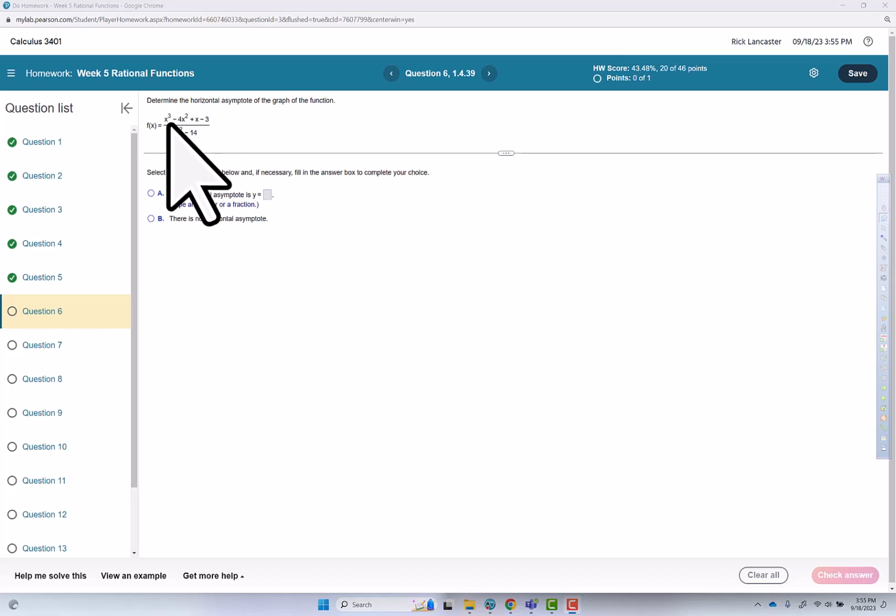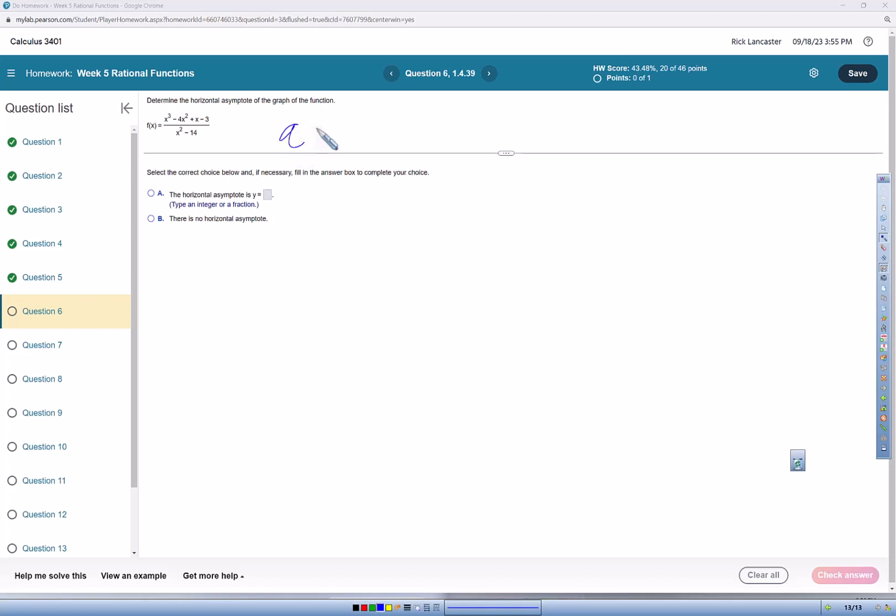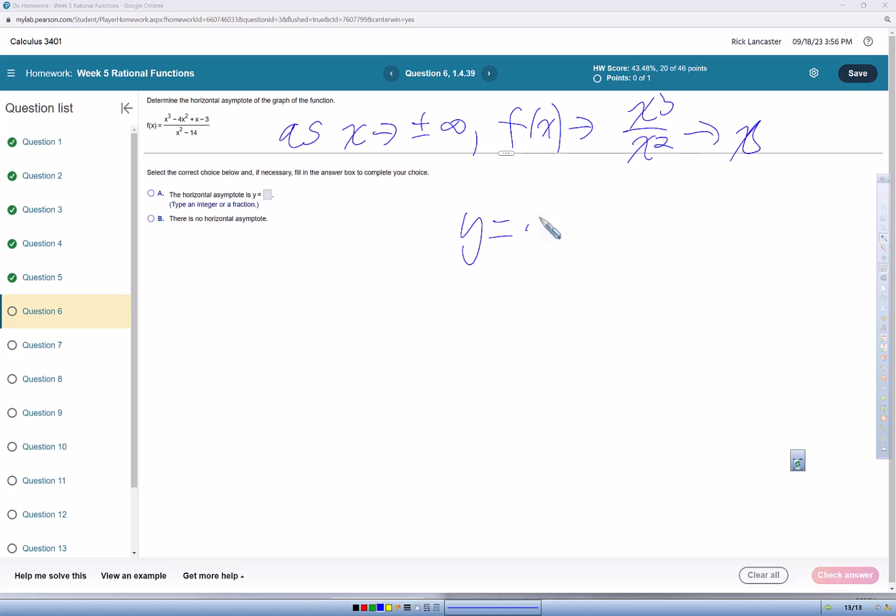So if we think about x going to a really big number, we're essentially getting x cubed over x squared. As x approaches positive or negative infinity, f of x is going to approach x cubed over x squared, which is going to approach x. Well, y equals x is not a horizontal asymptote. That's an oblique or slant asymptote. So our answer is there is no horizontal asymptote.